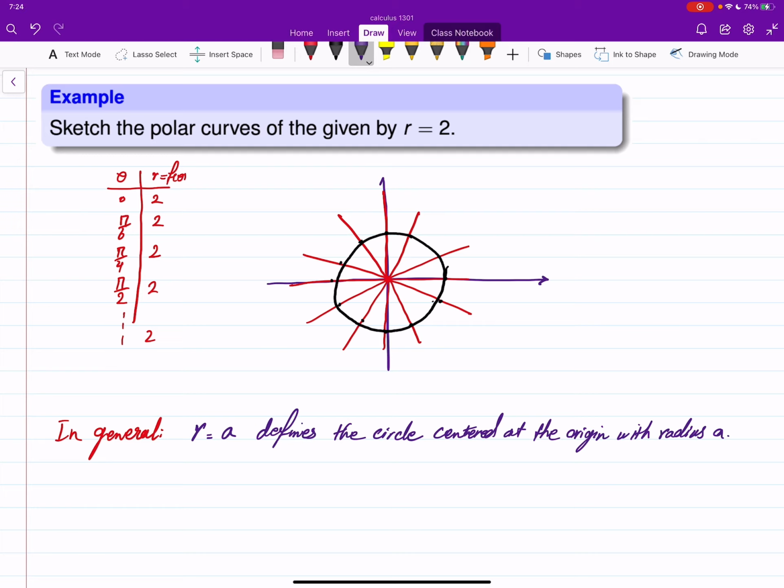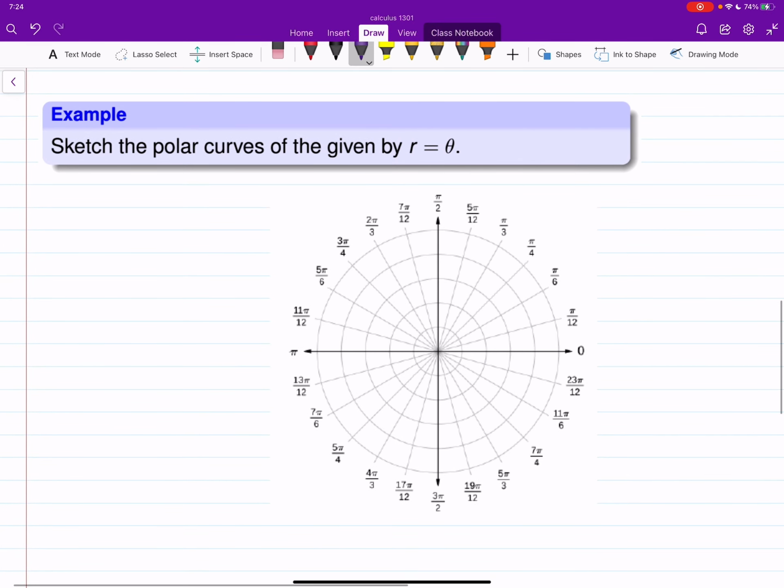Compare this to the Cartesian coordinates. If you have y equal to 2, it's a straight line. If it is x equal to 2, it is a straight line. One is horizontal, one is vertical. But here, r, the first coordinate, equal to 2 means a circle.